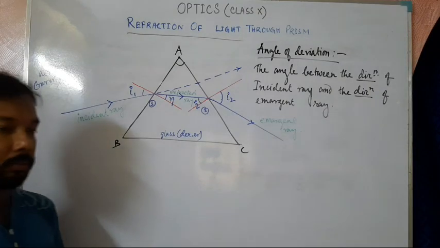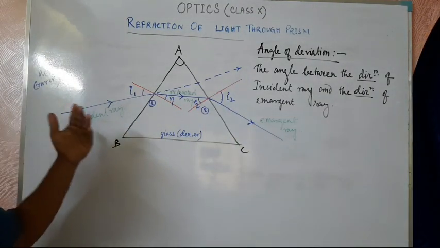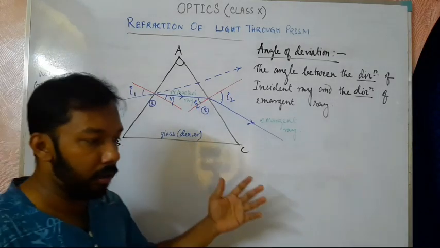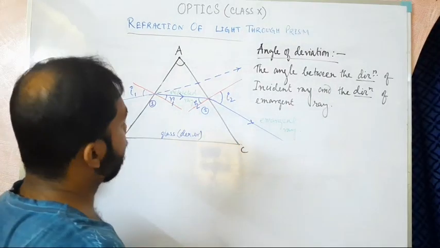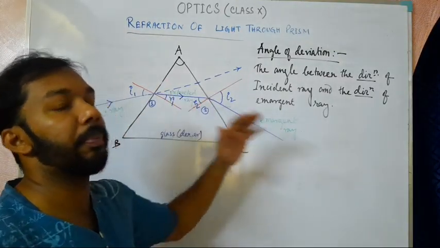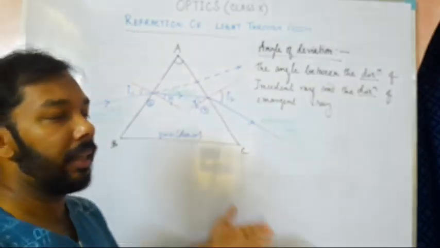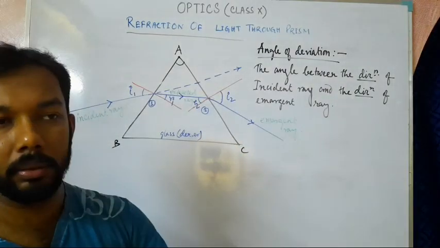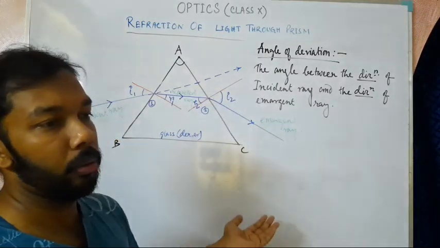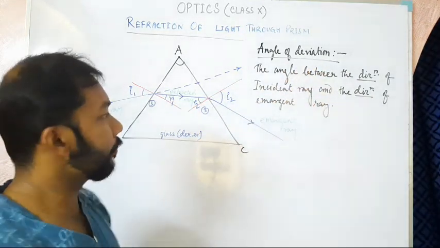So what does it mean? It means the amount of angle that the light has suffered after passing through the prism. What was its initial direction, and finally in what direction has it gone. The angle between these two directions is called the angle of deviation.